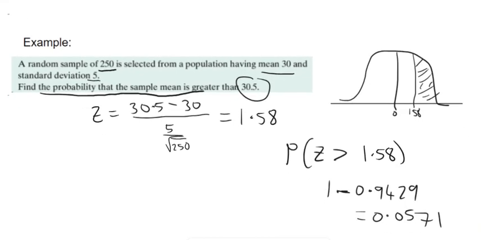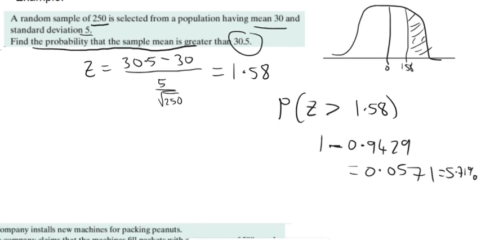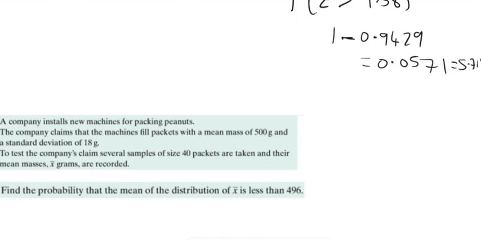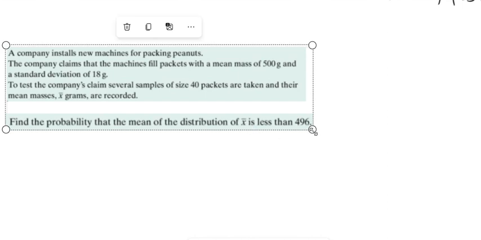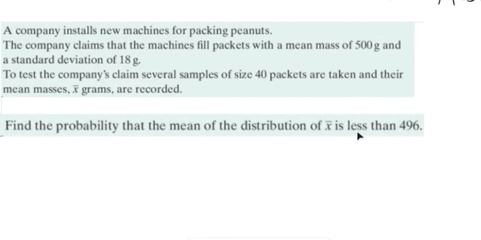Look back at the question again. If you know that the mean of the whole population is 30 and that the standard deviation is 5, and you take a sample of 250 of them, the probability that the mean would be greater than 30.5 is just 0.0571. If you convert that to a percentage, it's 5.71%, so a small chance of it. That's the first example. If you want to, pause the video and try this yourself. Play it on and I'll go through the answer.